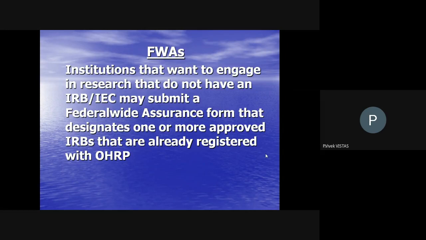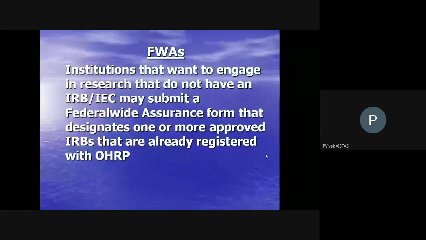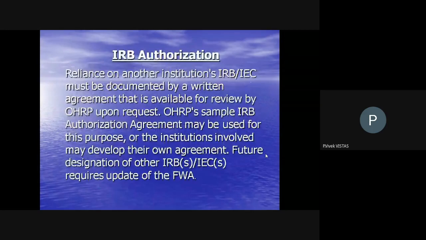So say I have an institution and I'm going to do research in COVID. I don't have any approval from an IRB or IEC. So I can submit a form in Federal Wide Assurance. To this agency I can submit a form. This Federal Wide Assurance will have some approved agencies already registered with OHRP. OHRP is nothing but Office for Human Research Protections. Okay? So next is IRB authorization.